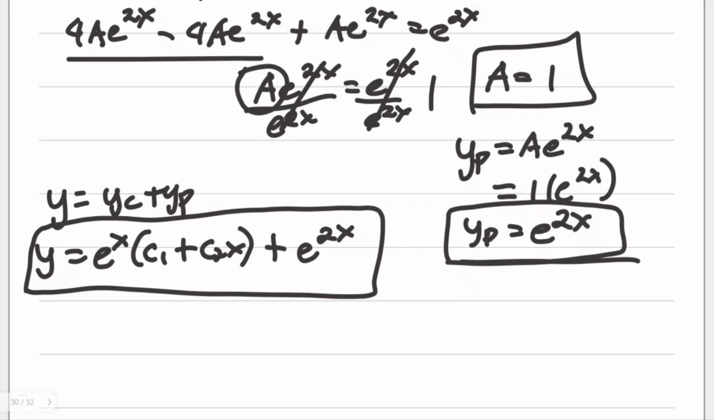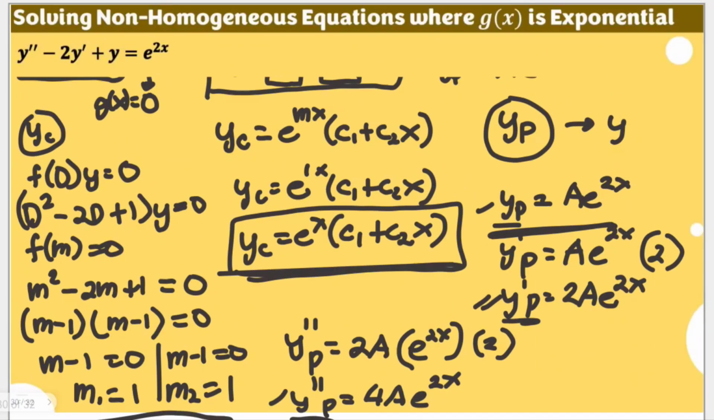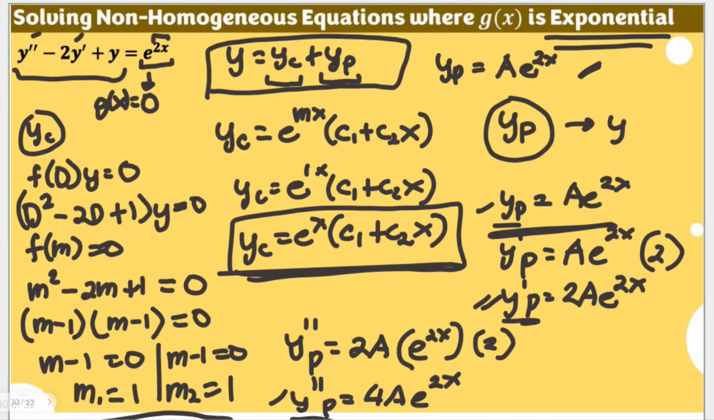So please take a look at all the processes involved here. Of course, again, we use this because we already have a table representing the form of y sub p if our g of x is exponential in nature.